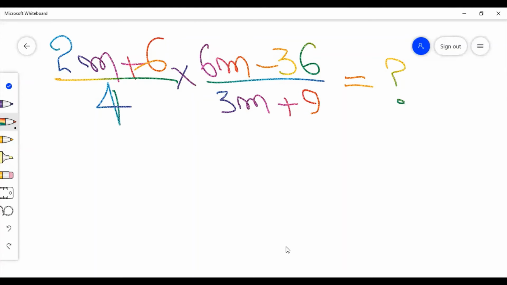I got m minus 6. Sorry, I meant m, I just substituted for x. M minus 6 is the simplified answer. Okay, that's absolutely right, because you have nothing more to do than this except simplify. So at the end you get m minus 6, that is the most simplified answer.